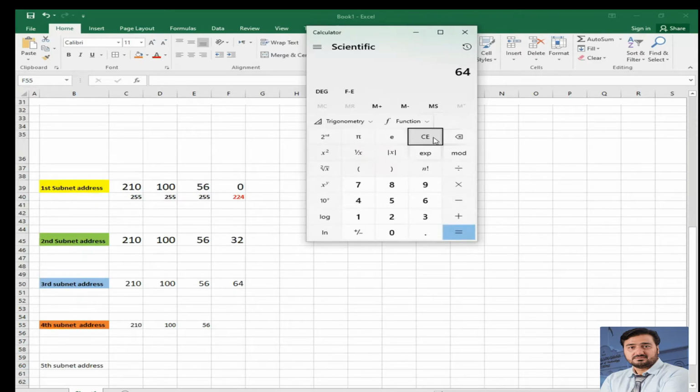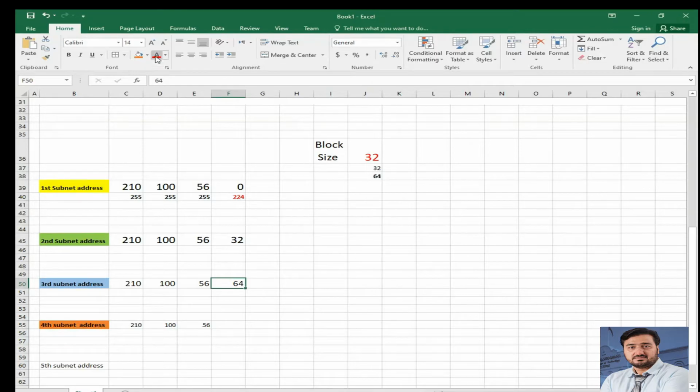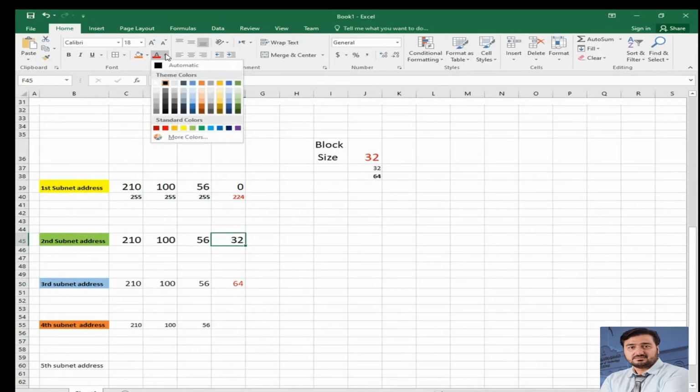See, 64 plus 32, it is 96. So you need to add 32 in this value. This is your second subnet. Sorry, this is your second subnet.